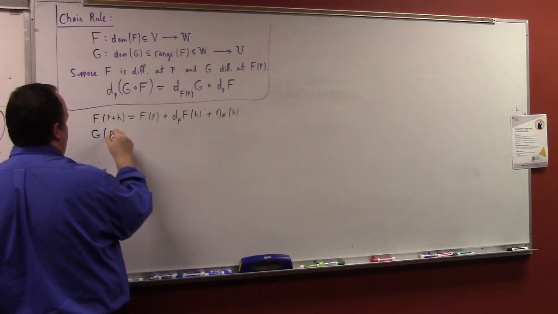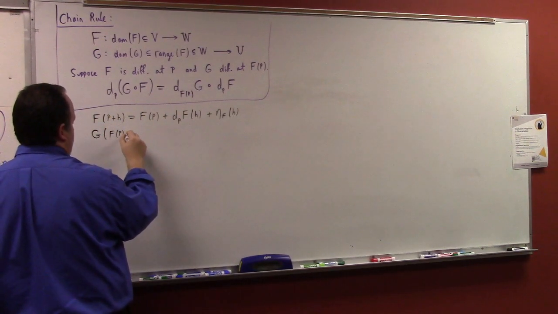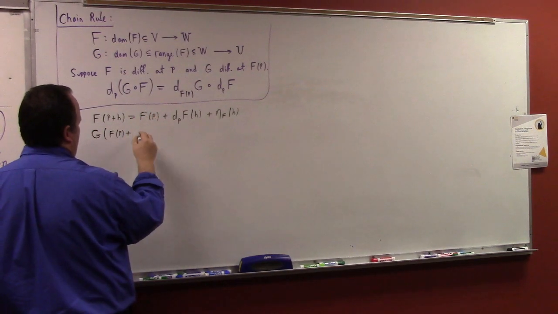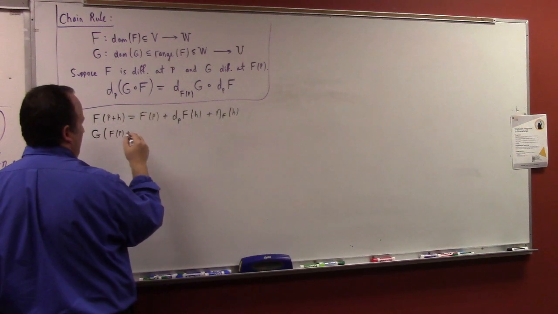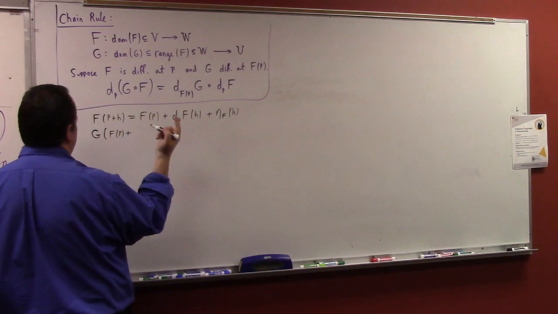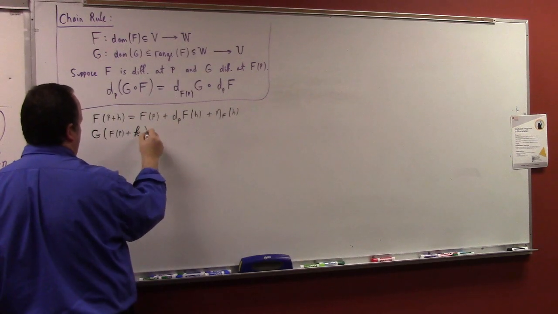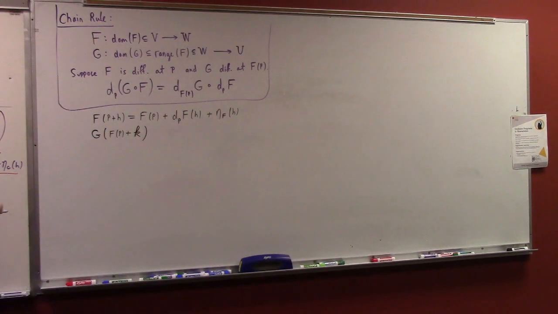So we have g of f of p, right? And let's use a K here, or some other letter maybe. I want to make sure my K doesn't look like my H, that's all I'm saying. So I'll use a very funny looking K.